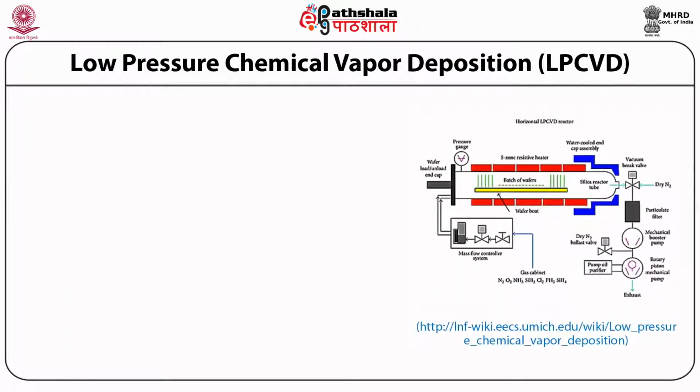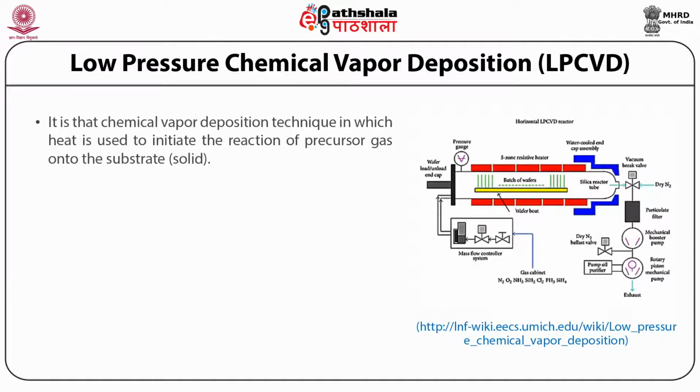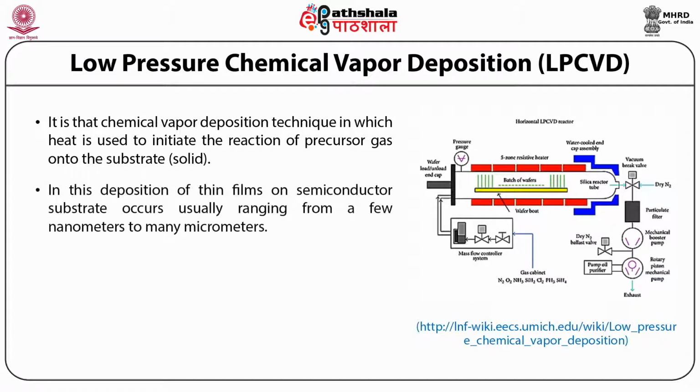Let us first discuss the low pressure chemical vapor deposition technique, that is LPCVD. It is that chemical vapor deposition technique in which heat is used to initiate the reaction of precursor onto the substrate. In this, deposition of thin films on semiconductor substrate actually occurs in the range from a few nanometers to many micrometers. So this figure shows the schematic of the LPCVD reactor.